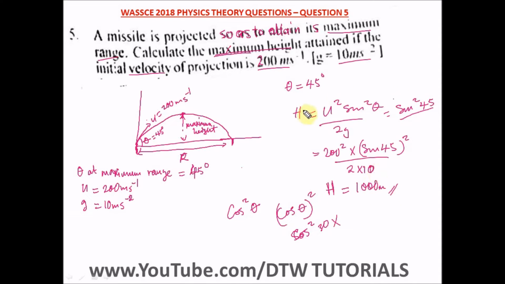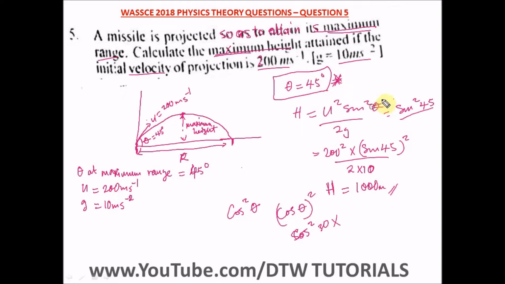All right, so there are two key things to note here. You were not given theta, but from your statement it says a missile is projected so as to attain its maximum range. At maximum range, your theta is equal to 45 degrees. Don't forget this, please. It's very key. In projectile, at maximum range, your theta is equal to 45 degrees.